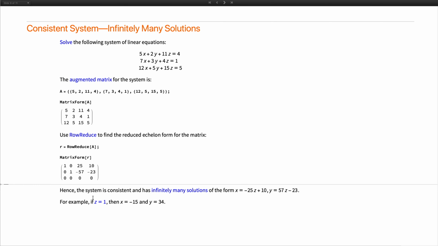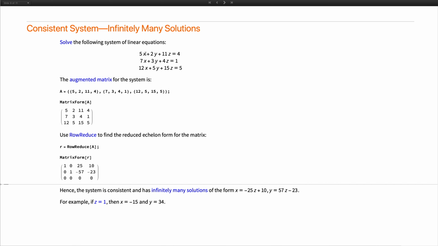So for example, if z is 1, then if you plug back over there, x is negative 15, and you plug back over there, and y is 34. So in fact, you have infinitely many solutions, each one corresponding to a different value of z. And the question is, how did this example come about?